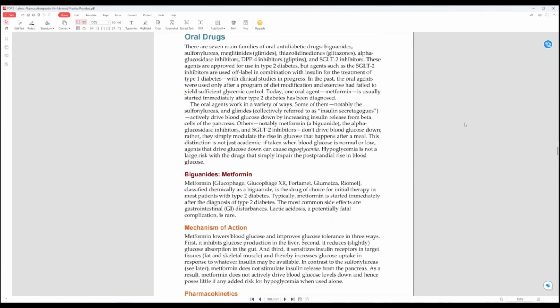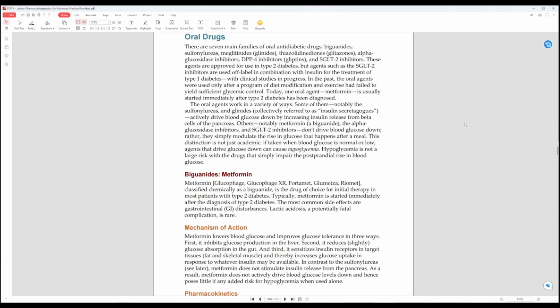Oral drugs. There are seven main families of oral antidiabetic drugs: biguanides, sulfonylureas, meglitinides, thiazolidinediones, alpha-glucosidase inhibitors, DPP-4 inhibitors, and SGLT2 inhibitors. These agents are all approved for the treatment of type 2 diabetes, but agents such as SGLT2 inhibitors are used off-label in combination with insulin for the treatment of type 1 diabetes, with clinical studies still in progress.